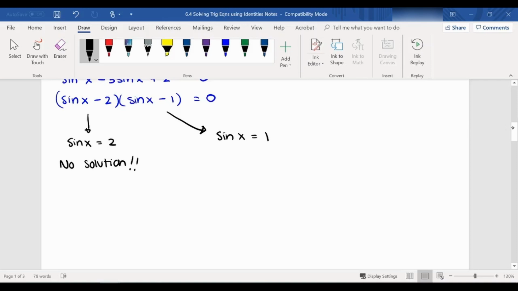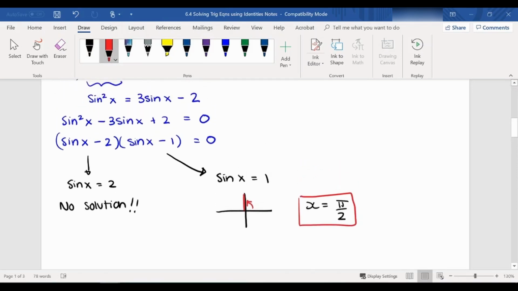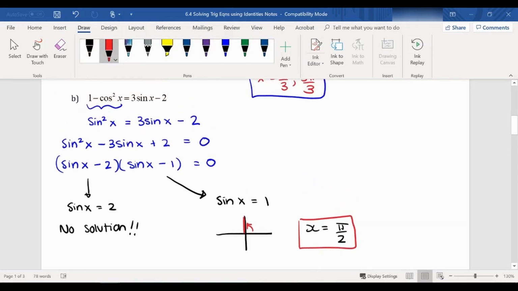The second one, again, where does sine x equal 1? Well, sine x equals 1 on the positive y-axis, which means that x is equal to pi over 2. So we only have one solution for this one. And again, we would need to check if we have any non-permissible values. There's no fractions in this question, so there are no non-permissible values that we need to consider.